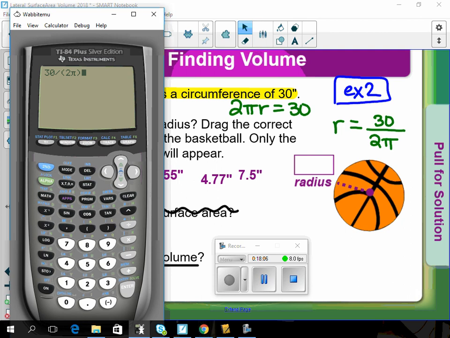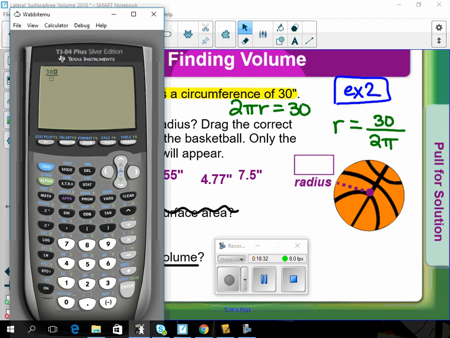Now, how many of us are going to remember to do that? Probably a few of us, right? So instead, I want you to get into the habit of, if you see a fraction, use the fraction on your calculator. Where is that, by the way? Good. So alpha y equals. Just get into that habit so you don't have to worry about the parentheses part, okay?